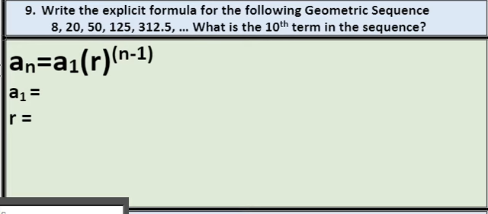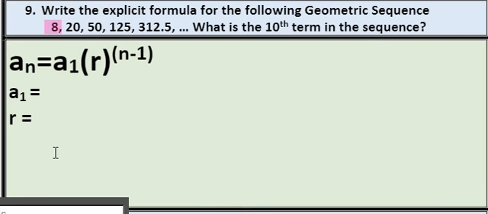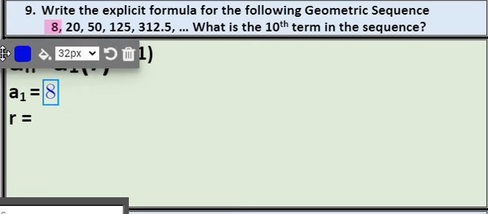So the first thing I want to do, right here it says, what is A1? So when I look at the first term, I see that A1 is actually 8. So I don't have to do any work to get that. I just have to record it. So 8 is A1, and that part's done.